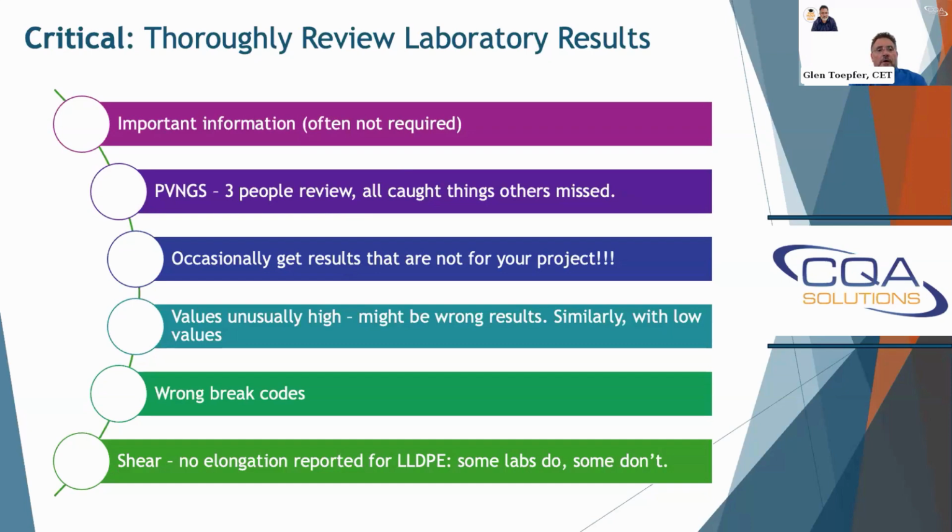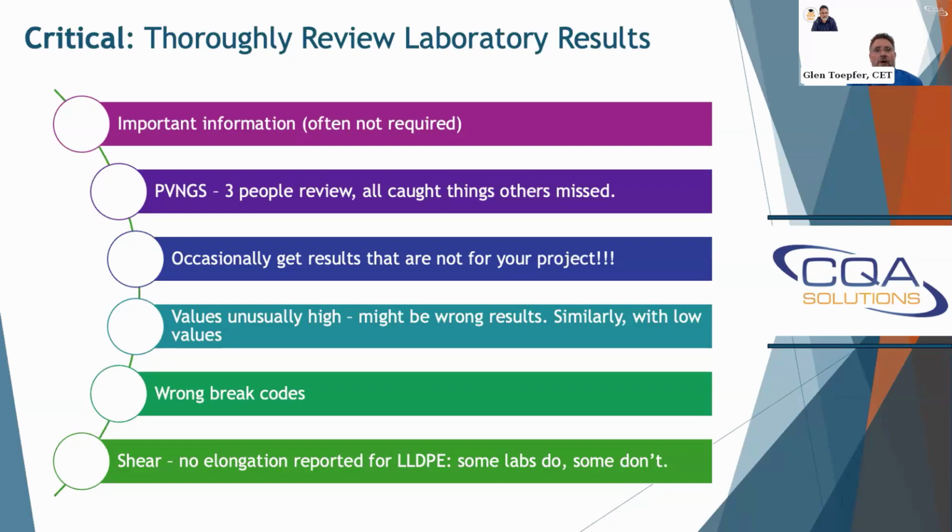You will occasionally get results that aren't for your project. So just because something passes, you got 120 pounds on your peel test or something, that may not be 60 mil, it might be 80 mil or something. You have to understand the material and see if something really looks out of whack. With electronic things, it's easier to see nowadays. Same thing with wrong break codes. We're seeing where we get wrong break codes. We don't know if they're coming from the laboratory.